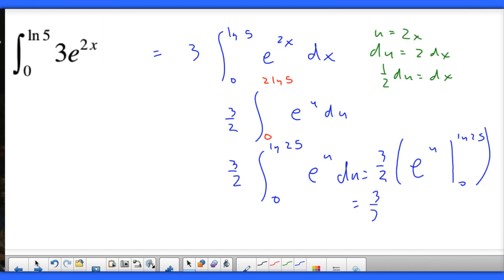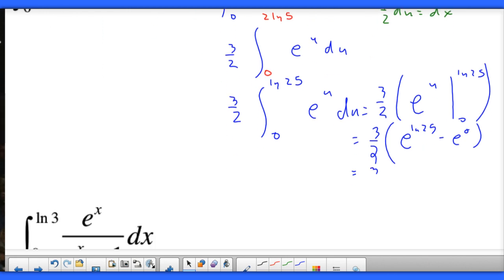That'll be 3 halves times e to the ln 25 minus e to the 0. So that would wind up being 3 halves. e to the ln 25 is just 25. e to the 0 is 1. So that'd be 3 halves times 24. I believe that would wind up being 36.